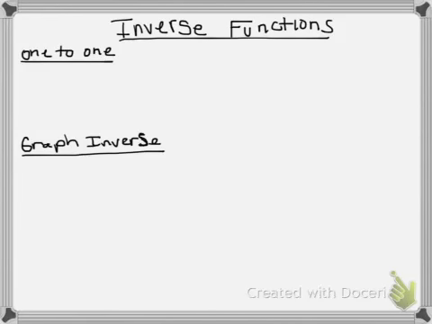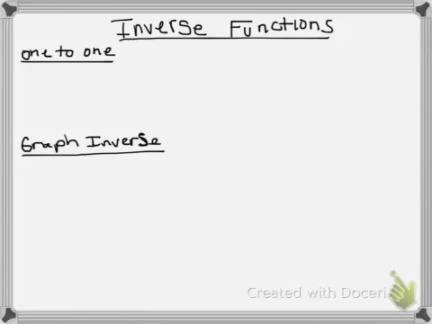Today we're going to be looking at inverse functions. First we're going to talk about just a quick definition. We talked about functions needing to pass the vertical line test. That means a vertical line would not intersect more than once. We have a horizontal line test, and that's to determine if a function is one-to-one.